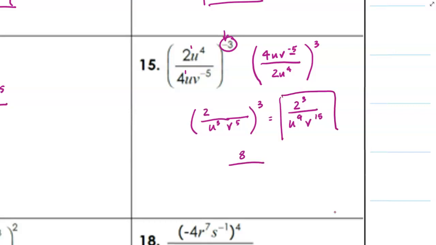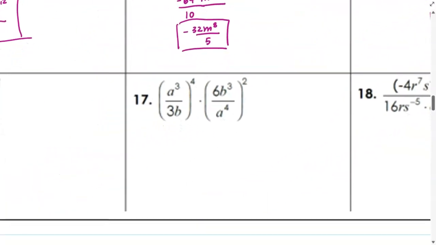And guys, I am perfectly fine with this answer. 2 raised to the third power is the same thing as 8. There is no other way to simplify it. There are no other numbers. There we go. Good job.